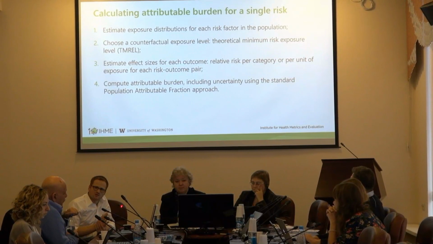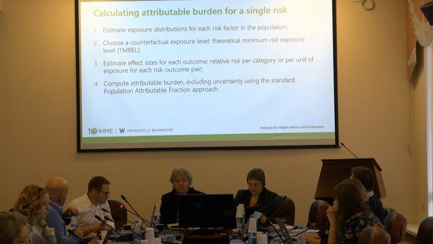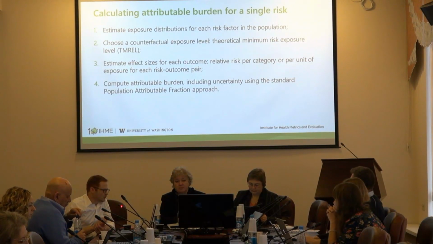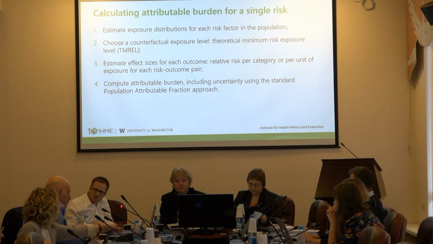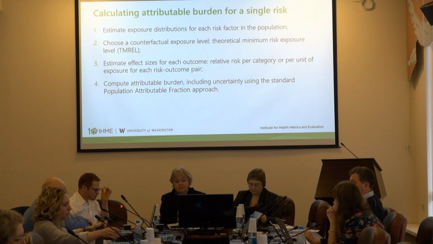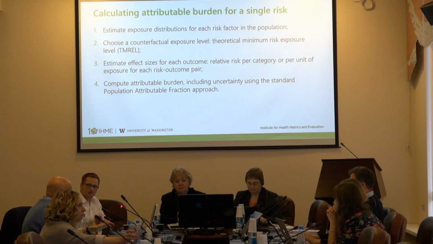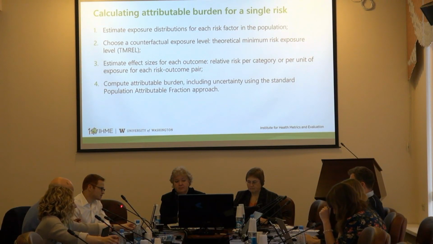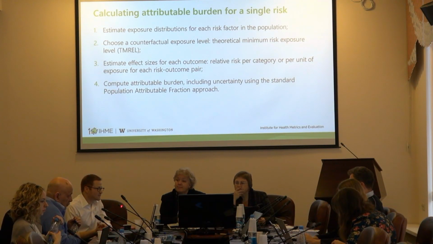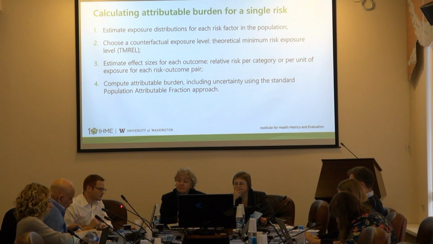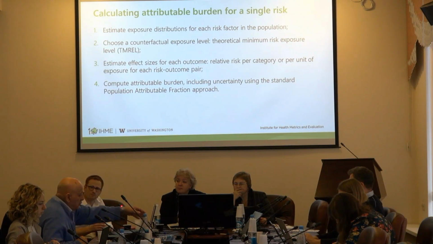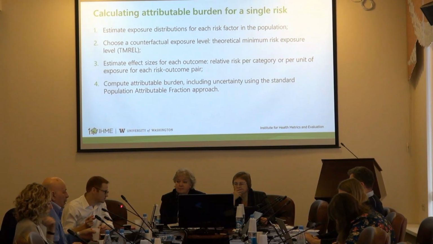Okay, so what do we actually do? How do we calculate this? The first thing we do is we estimate the exposure for all populations. We choose a counterfactual, a TMREL, which we discussed a few minutes ago. We estimate effect sizes, so this is going to be relative risks. And then we compute the attributable burden using a population attributable fraction method.